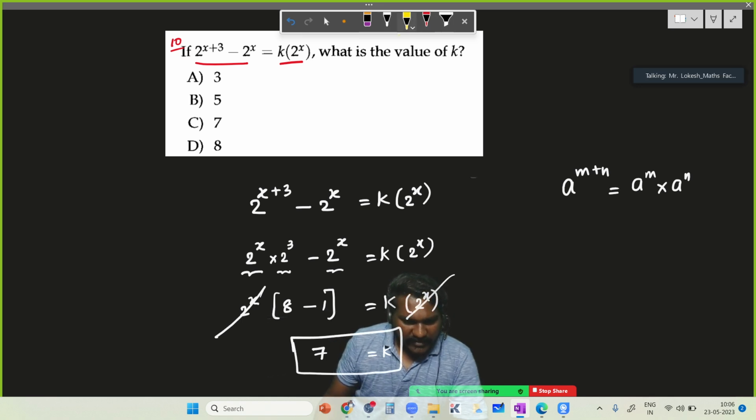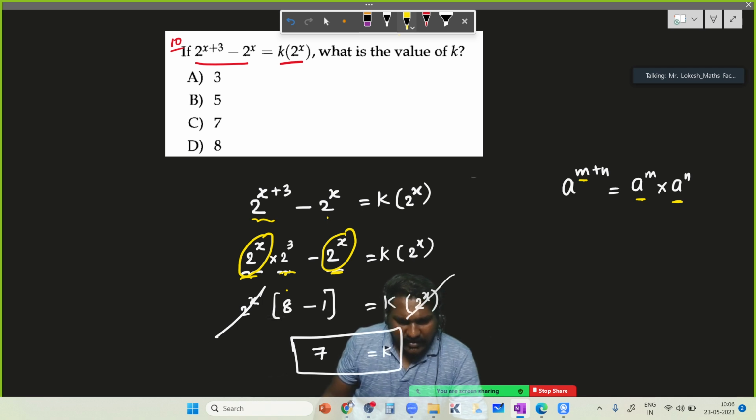I'm going to repeat this step again. Here I have written 2 power x plus 3 as 2 power x into 2 power 3 because it is of the form a power m plus n. So I can write it as a power m into a power n, minus 2 power x. Now from this equation I am taking 2 power x as common from both the terms. Here I will be left with 2 power 3, which can be written as 8, and from the other term 1 will be left. So 2 power x into 8 minus 1, 7, is equal to k.